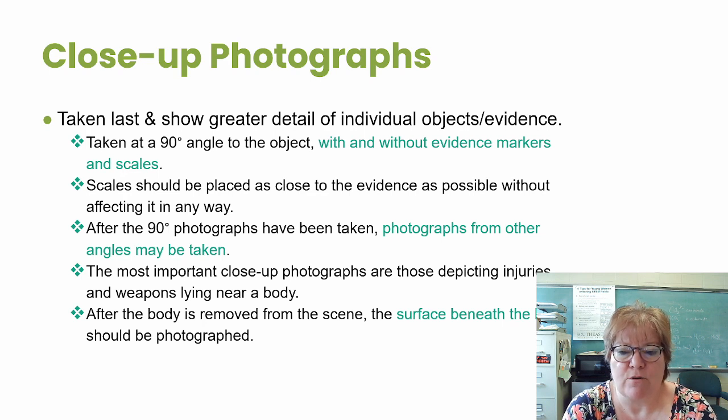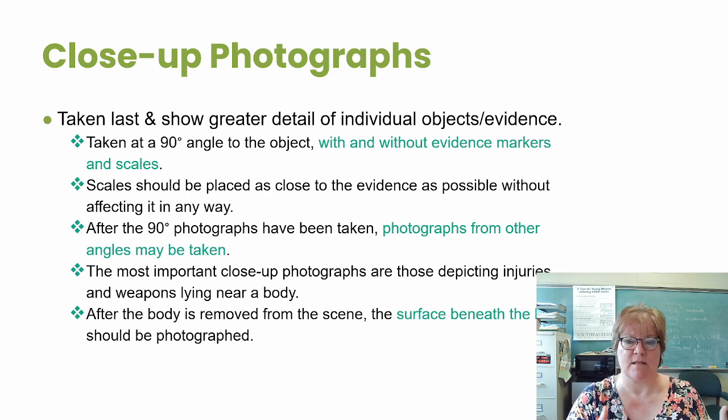The most important close-up photographs are those depicting injuries and any weapons lying near a body. So obviously if there's a victim, whether they are dead or alive, and lying prone, you want to make sure you get them in detail. Most of the important evidence is going to be right next to the body. If it's a deceased body, after the body is removed, there should be an outline or markers showing what was there, and the surface below them might have some evidence. So once they've been removed, the surface underneath should be photographed.